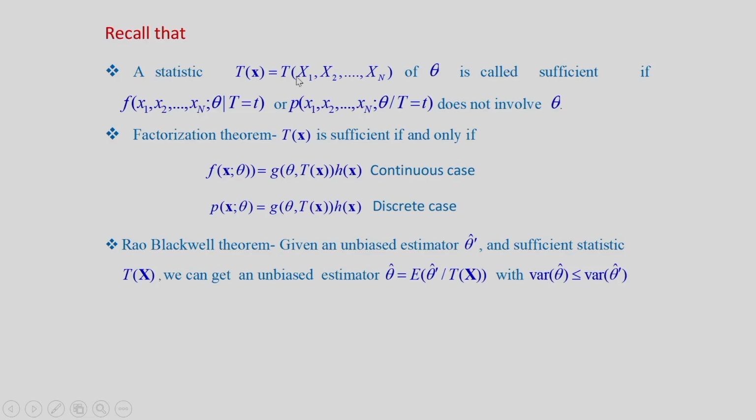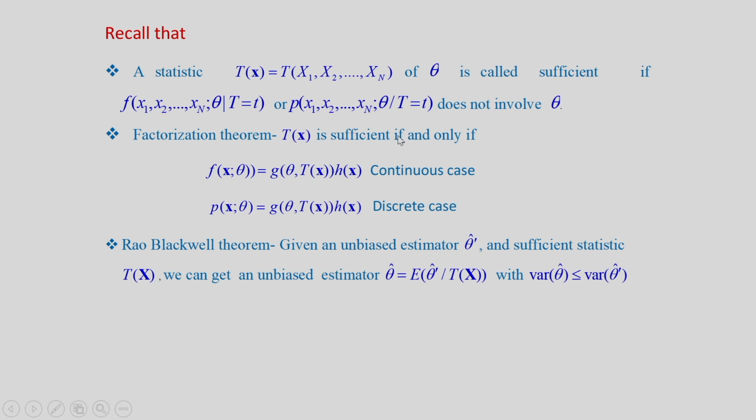Recall that a statistic T(x), that is a function of x1, x2 up to xn, is called sufficient if the conditional PDF or conditional PMF does not involve theta. That is the definition of sufficient statistic. And we discussed also the factorization theorem.